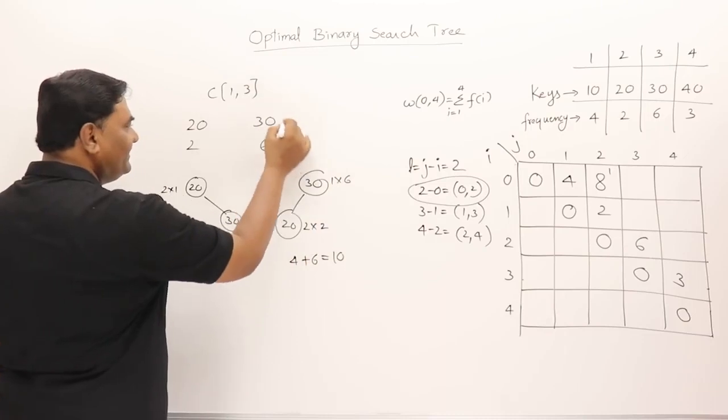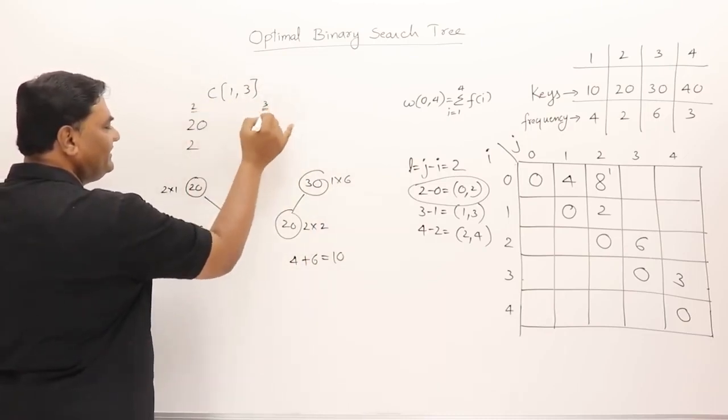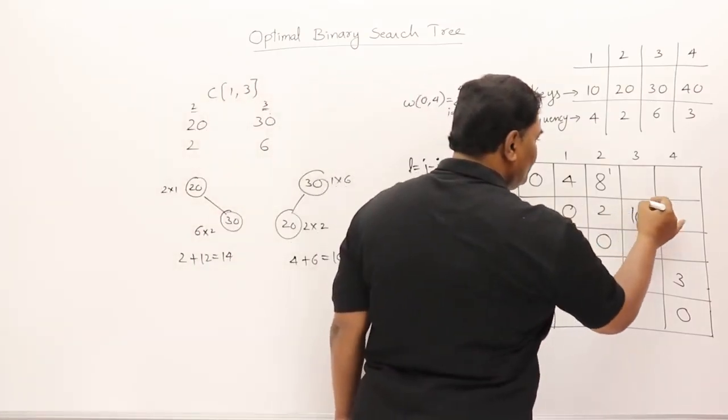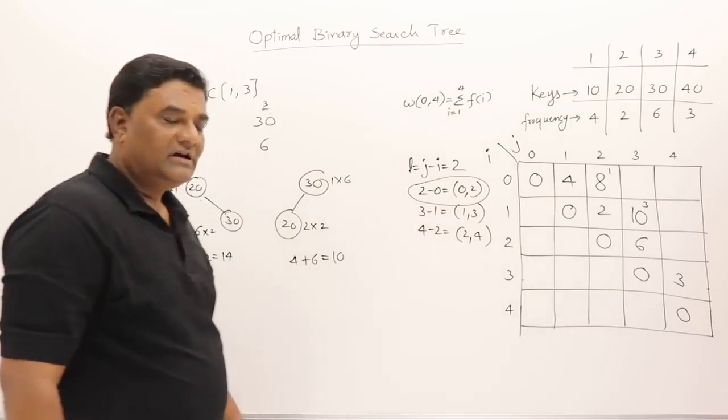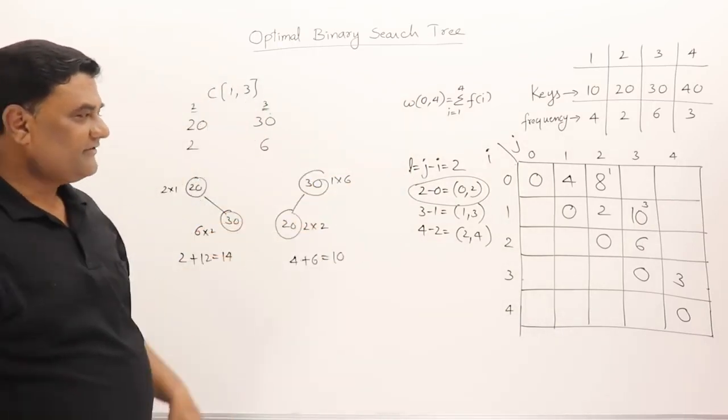Who became root here? Third key. This is the second key and this is the third key. So the third key became a root here. So this is 10 and the third key became root. I will not use the formula; already I have shown you. Now let me finish another value also.